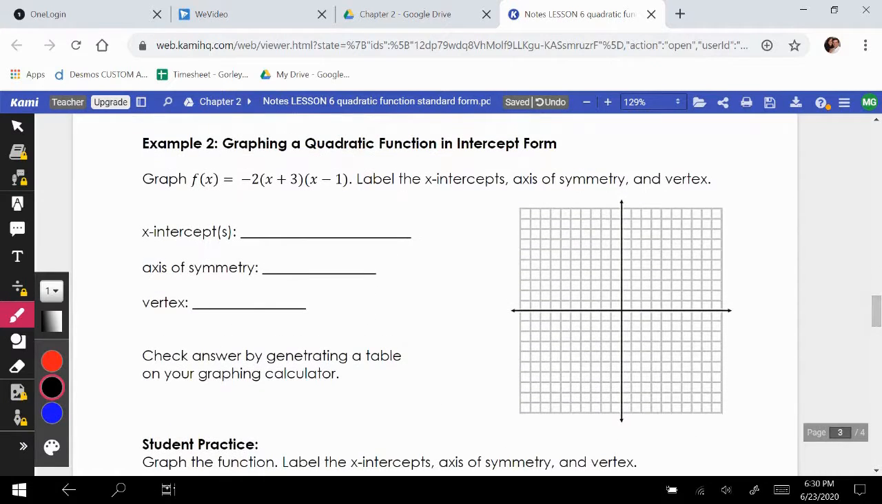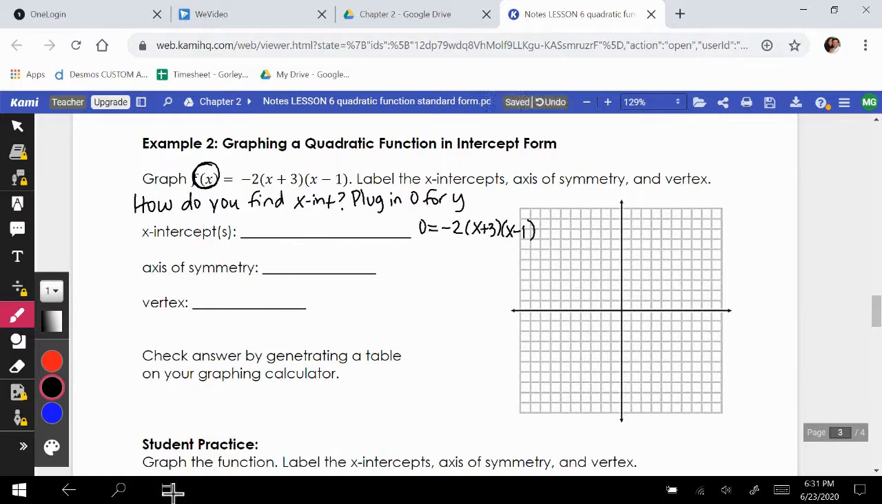All right, so let's try that in example 2. It says graph -2 times x plus 3 times x minus 1. Label the x-intercepts, axis of symmetry, and vertex. Okay, so let's first find the x-intercepts. How do you find x-intercepts? You plug in 0 for y, right? So that's what I'm going to do, is I'm going to plug in 0 over here for y. We would get 0 equals -2, x plus 3, x minus 1.